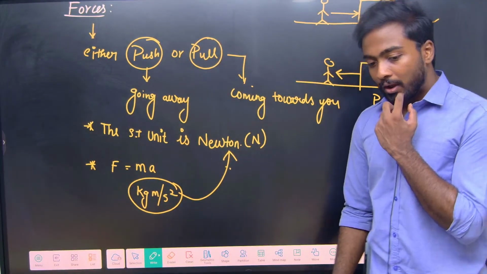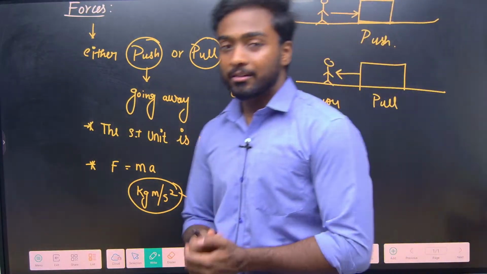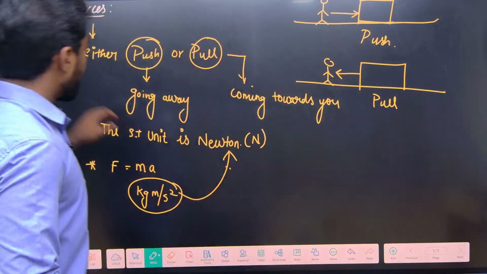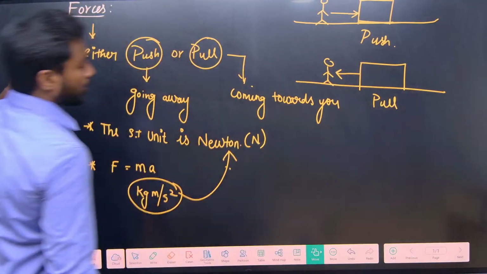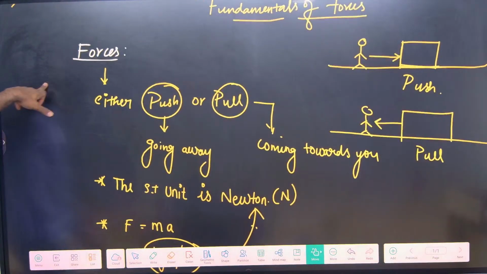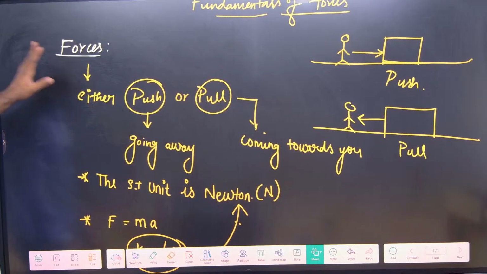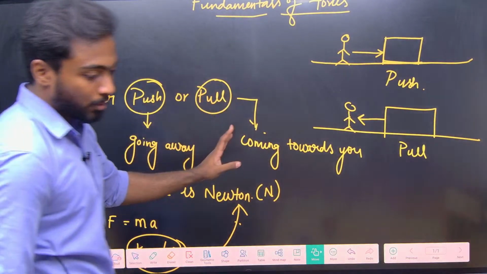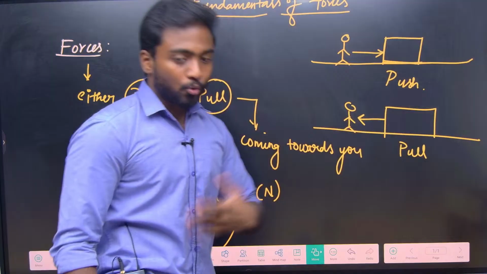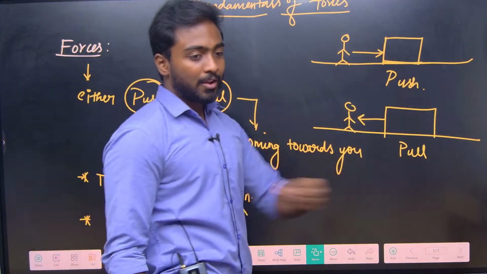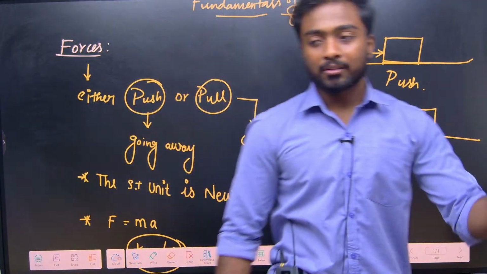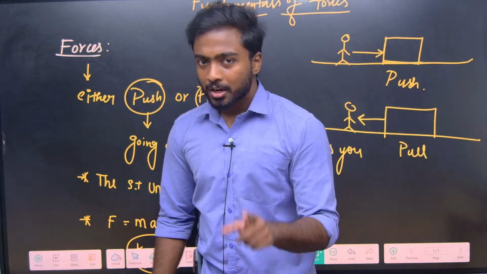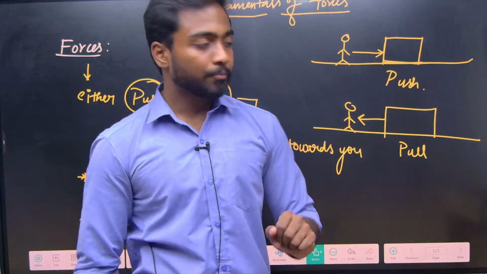Now we will go across the terms like different kinds of forces. I hope you got clear about the force and what is push and what is pull, and which direction the push will be and which direction the pull will be. Pull means it's towards you, always towards you. If it's away from you, it is push. If it is towards you, it is pull.